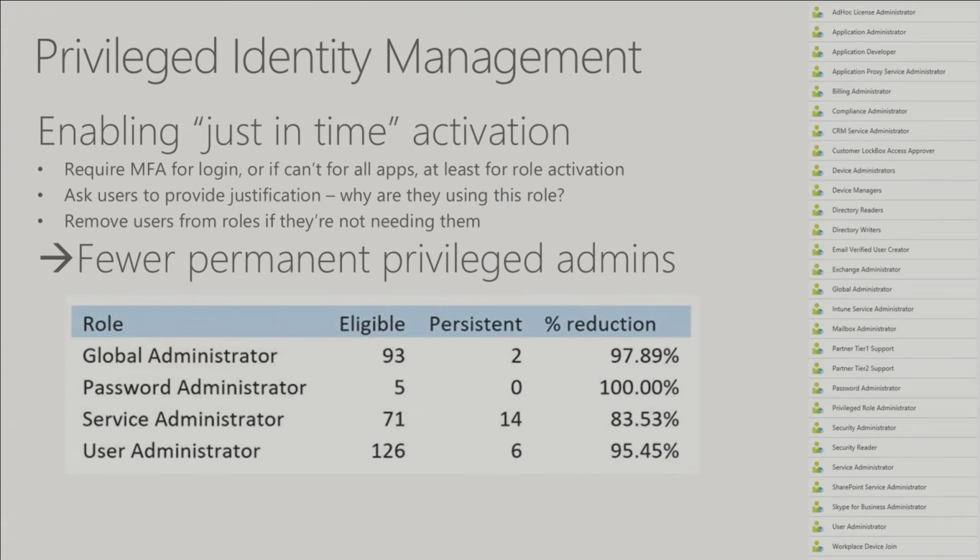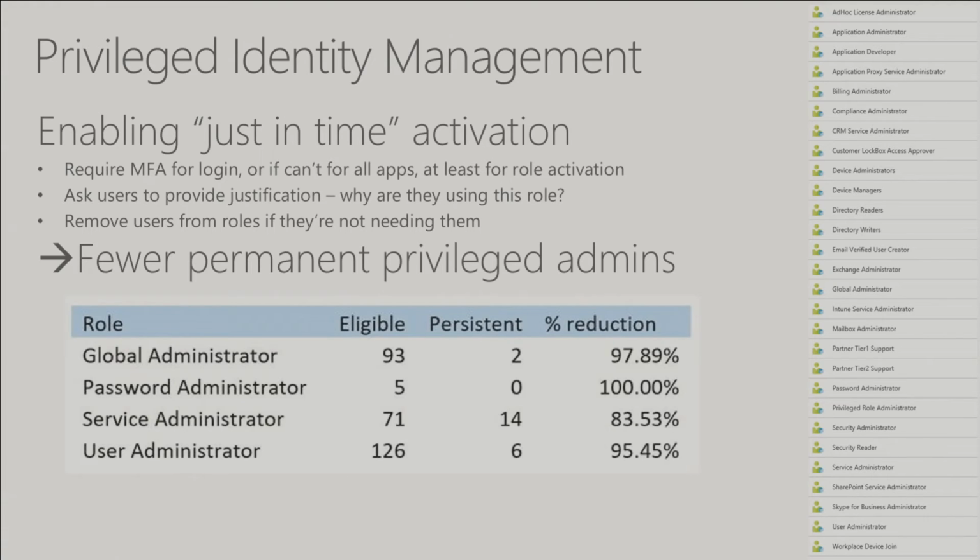Basically, a lot of big organizations have the same challenge. Too many administrators end up in their global admin role. Just like on-premises, too many people are getting into the domain admin role. So what do you do? First of all, turn on MFA. If you can't turn on MFA for everyone at login time, we think you should. But if you can't, at least turn on MFA when someone activates a role so that you don't have a mere password between the user and a privileged role.